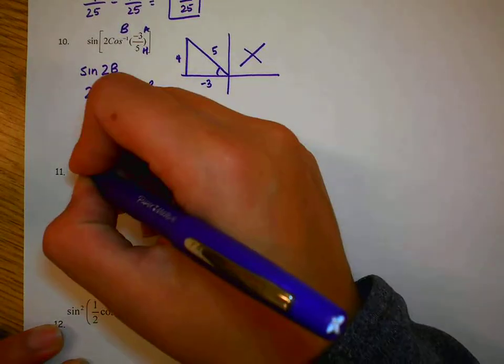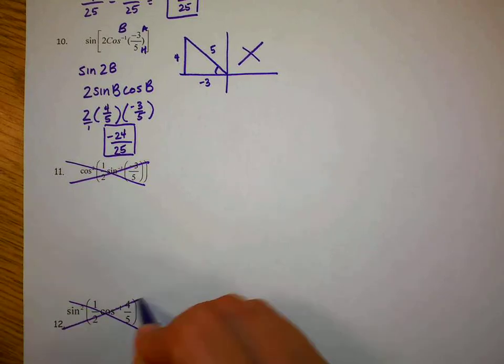11 and 12 are half angles. Again, we're not going to do half angles, so we're going to cross those out. All right, and that's it.